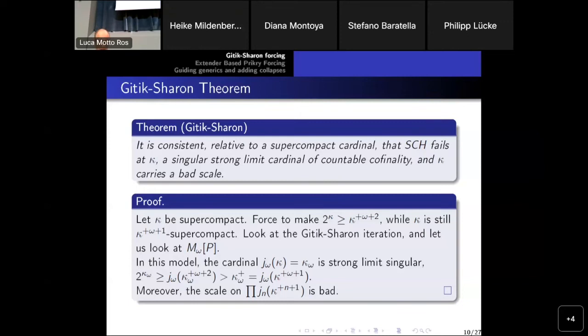We don't collapse cardinals outside the interval between kappa omega and lambda. And the last thing, we know that there is a scale on j_n of kappa plus n plus 1. We know that it has to have the right length because we can lift it to a scale in V, and all scales in V have the right length, and we know that it has to be bad. Any questions? Should I go slower?